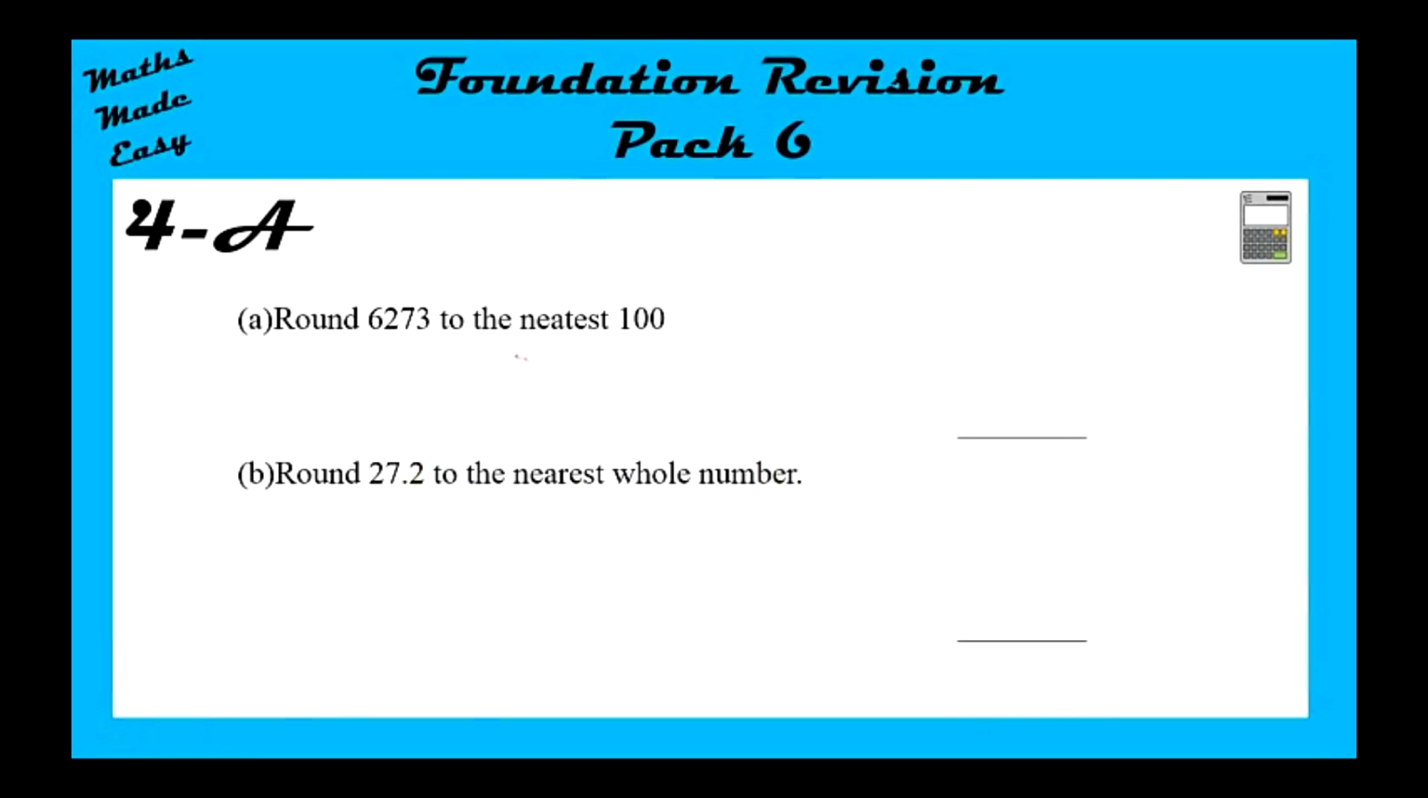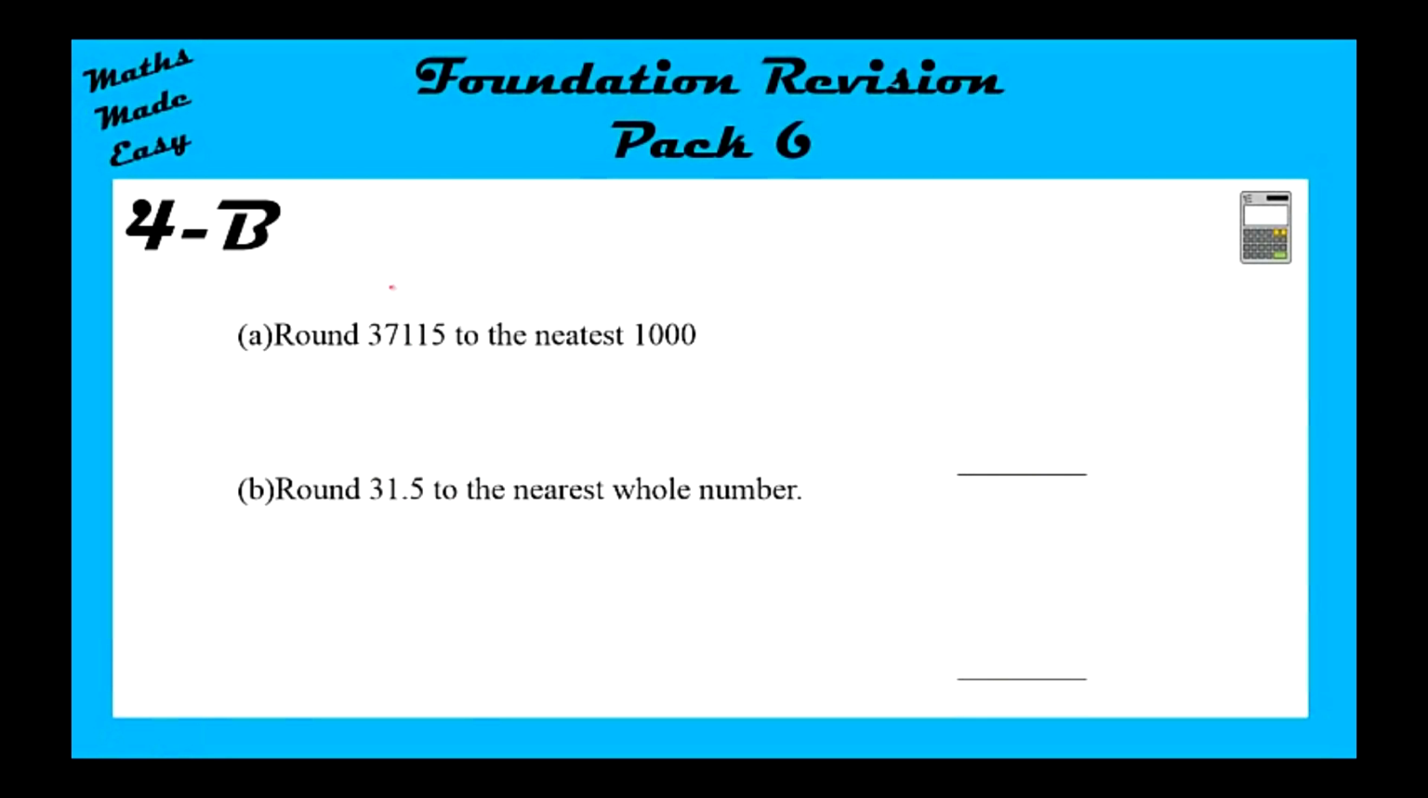Question 4A, round this to the nearest hundred. So what we do is find the number that's in the hundreds. That's the 2 here. Put a dotted line, check the next number, that's a 7. A 7 is a 5 or more, so we round up. So it's going to be 6,300. Round this to the nearest whole number, so you go to just at the decimal point, you check the number after, that's a 2, that's lower than a 5, so it's going to stay at 27.